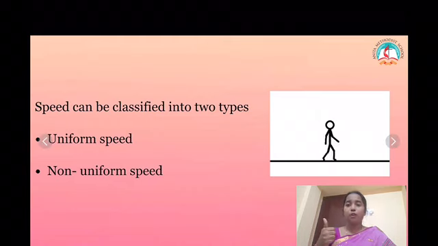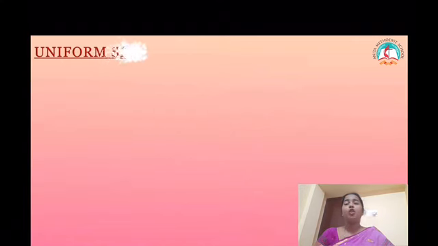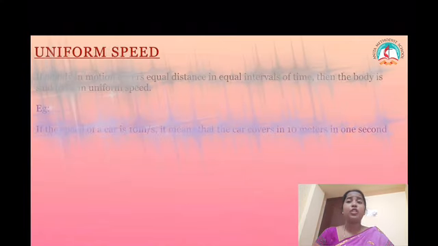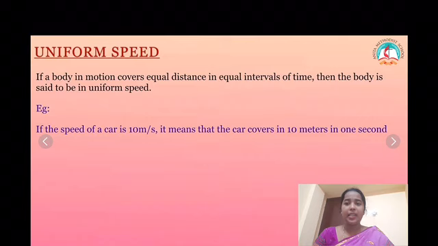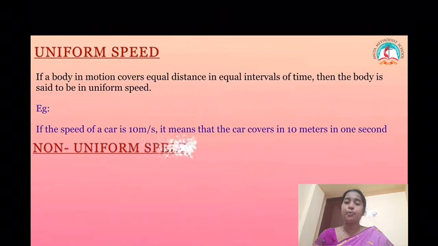One is uniform speed, another one is non-uniform speed. So what is uniform speed, children? Uniform speed means a body covers equal distance in equal intervals of time. For an example, if a car travels at a speed of 10 meter per second, the car covers 10 meter in 1 second. That is an example for uniform speed.